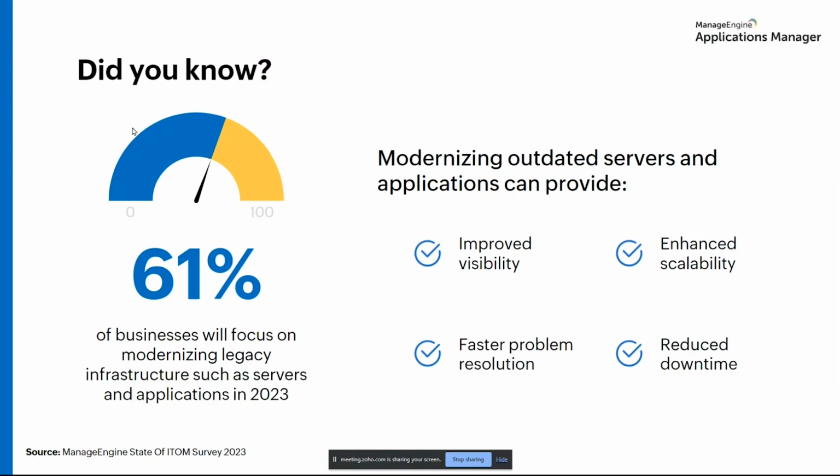Application modernization has become a buzzword now. What exactly is application modernization? Application modernization is a process that improves software delivery performance for a business by updating rather than replacing older legacy software systems. Now, modernizing outdated servers and applications can provide improved visibility, enhanced scalability, faster problem resolution, as well as reduced downtime.